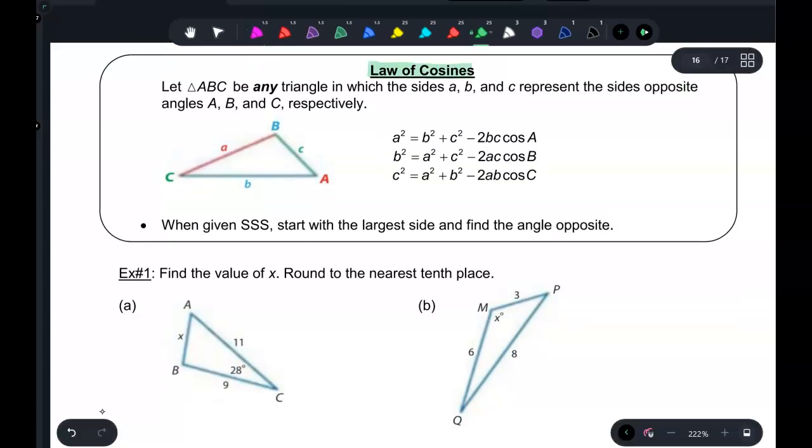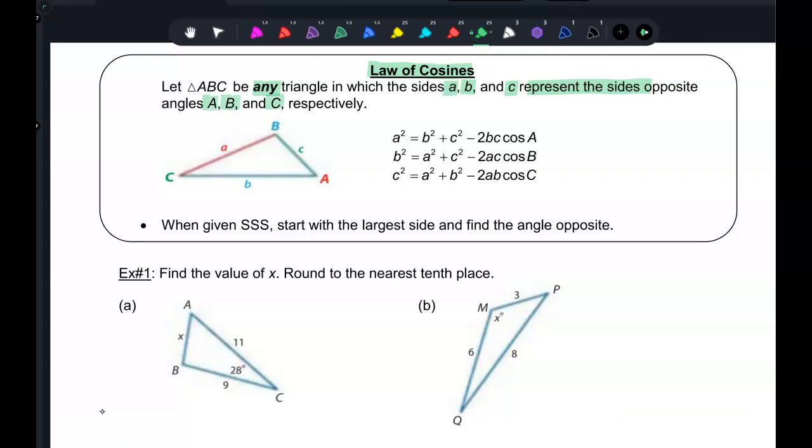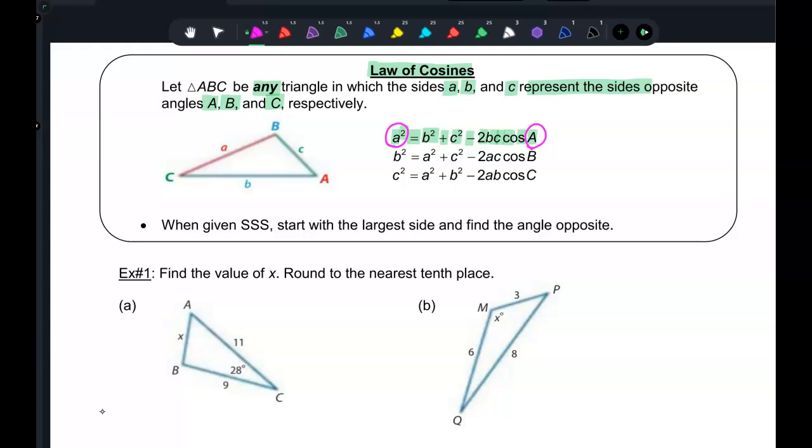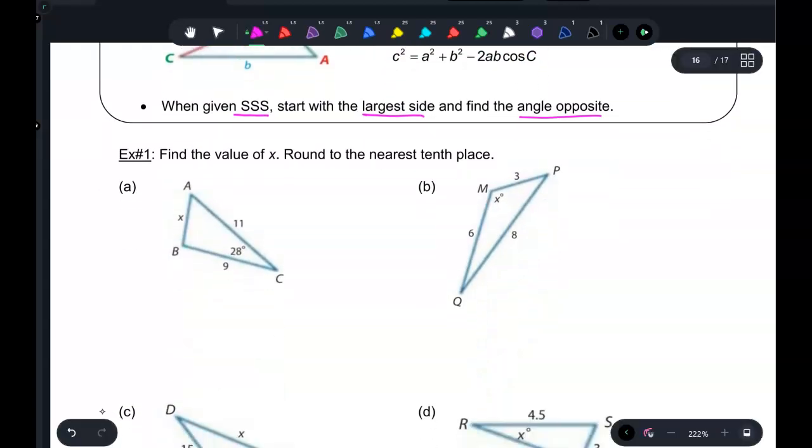Here is the formula for law of cosines. This is for any triangle where a, b, and c represent the side lengths opposite angles A, B, and C, respectively. There are three formulas, but it's really all one formula: one of the sides squared equals the other two sides squared added together minus 2 times those two sides b and c times the cosine of A. Make sure the sides and angles at the ends are opposite each other. A quick note: whenever three sides are given, start with the largest side and find the angle opposite. We'll look at an example of that.